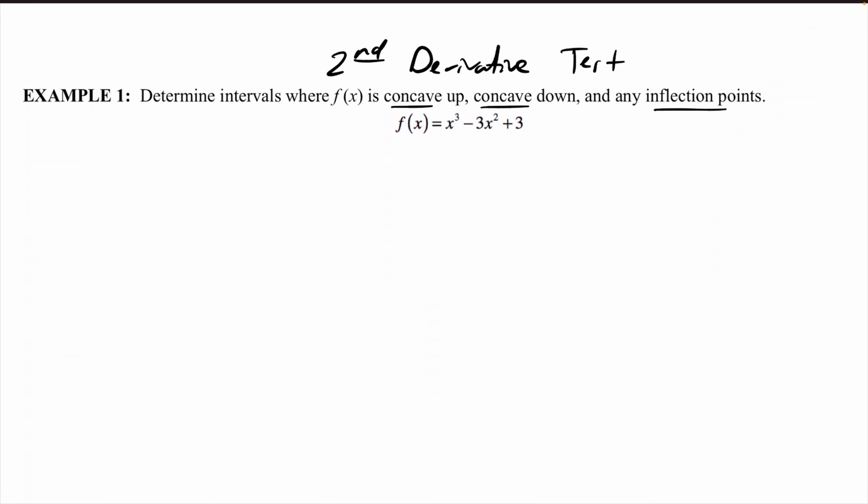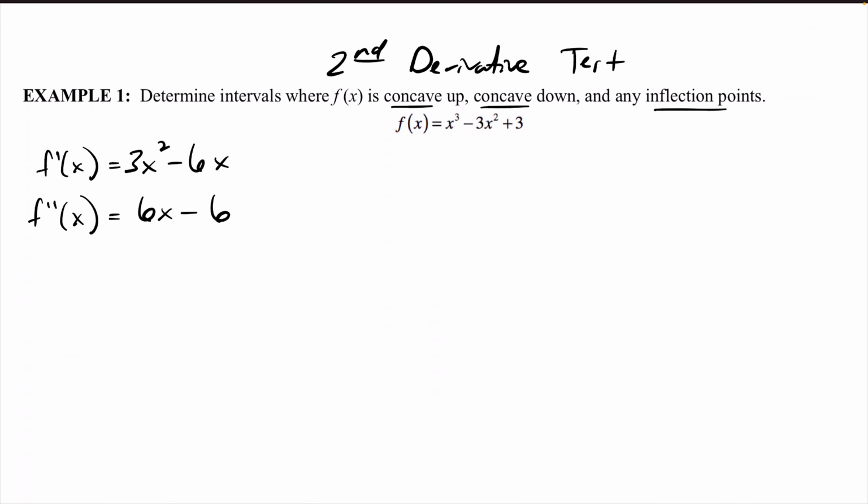Okay, so the first thing is we need the second derivative. So we're going to find the first derivative. First derivative, 3x squared minus 6x, right? Go to the second derivative. Second derivative is 6x minus 6.